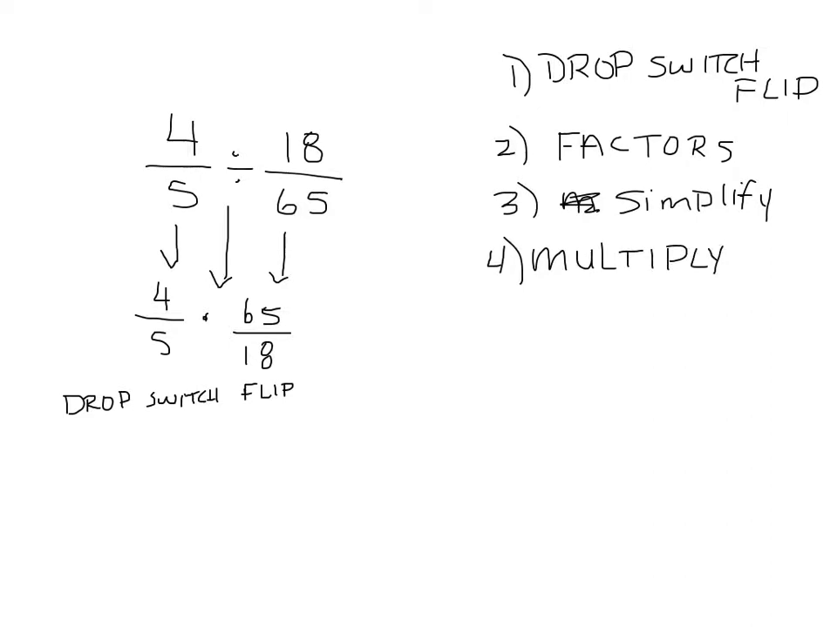So 2 goes into both 4 and 18, and 5 goes into 65, so we have 5 and 13. So then we multiply straight across, and we get 26 over 45. So it's kind of the same process we were doing before. We want to attach that to that memory, so that our memories all make sense and are all in order. All right, so let's do the next thing.